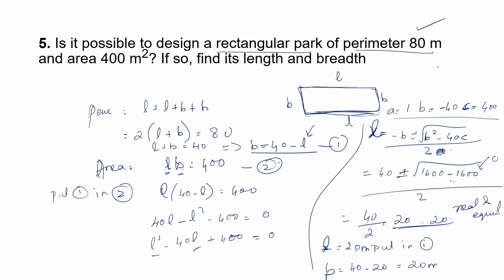So length is 20 and breadth is 20, which means what? Yes, we can construct it, but it's not a rectangular park, it's a square park, because the length and breadth are the same. So is it possible to design a rectangular park is the question. We can construct a square park with length 20 and breadth 20. That should be your answer.